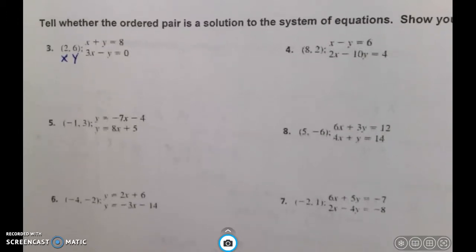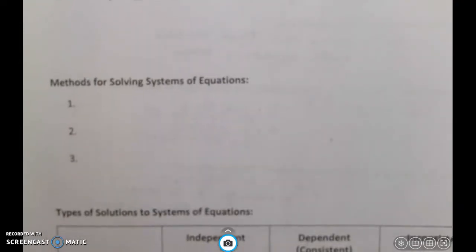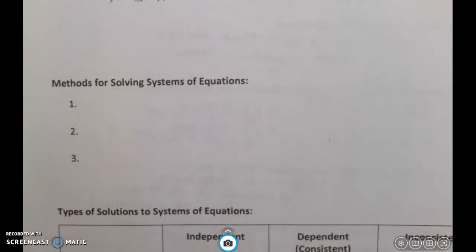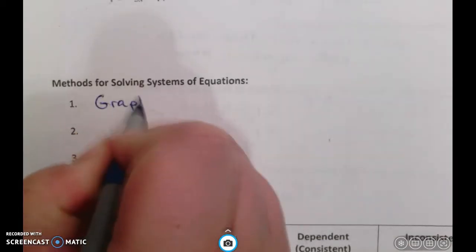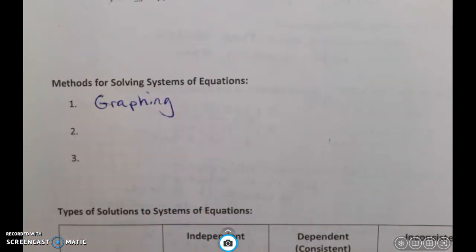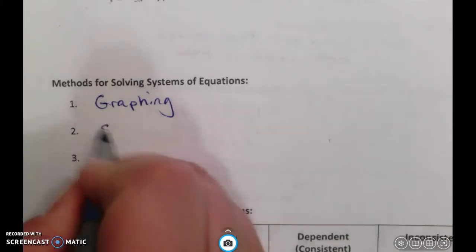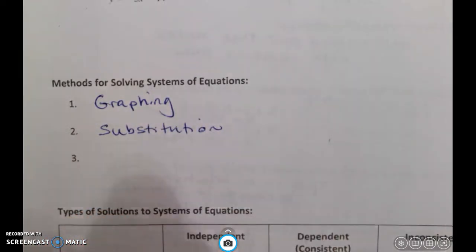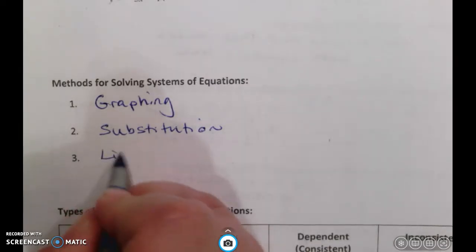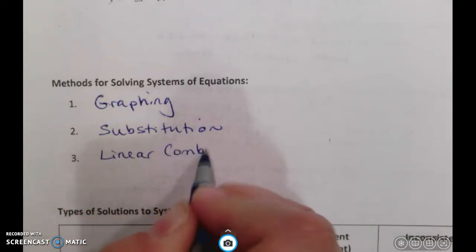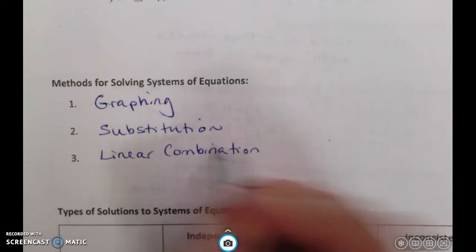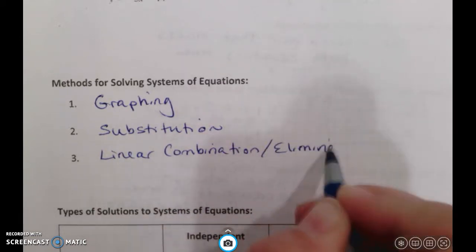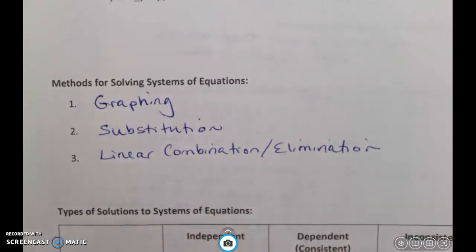Let's move on down to methods for solving systems of equations. You may remember from 8th grade, you learned 3 ways to solve systems of equations. One was graphing, and we looked for where the lines had an intersection or points in common. We also learned a method called substitution. And the last method, Carnegie calls linear combination, but another word they use for this is elimination. So you'll see it called both ways.